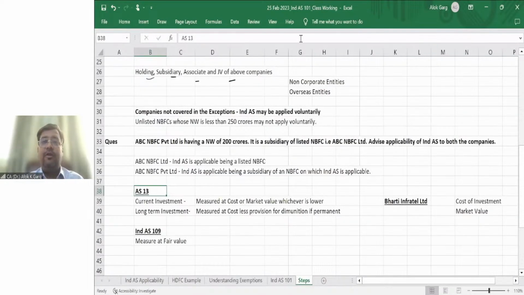Is it clear? Not clear? Tell me, friends, is it clear or not clear? Very good. Sumit, I hope I have answered your question practically. This Ind AS 101 is a very practical standard.